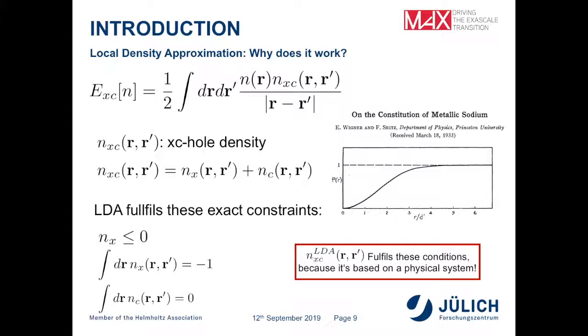So the exchange correlation hole has to be negative. And if you integrate over the exchange hole, it turns out that around one electron is missing. So if you integrate over the exchange hole, it turns out you have to get -1. And the correlation integrates to 0. And the reason the LDA fulfills these is that the LDA is based on a possible physical system. And this system fulfills the exact constraints for this exchange hole. And since the LDA is based on this system, it inherits this property.